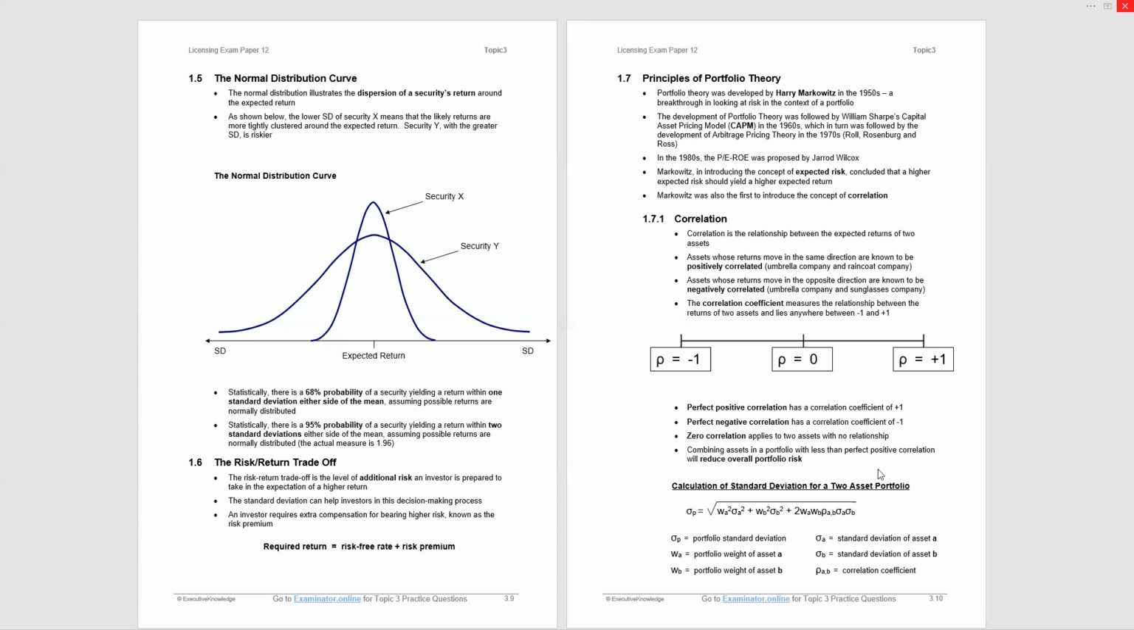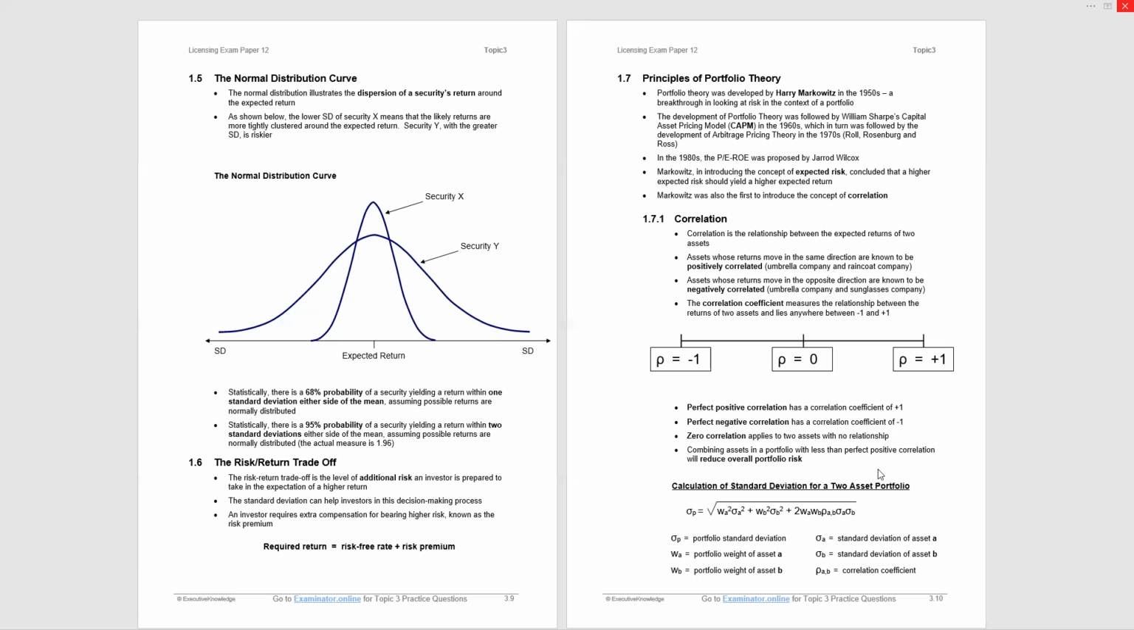Now, if we combine assets in a portfolio with less than perfect positive correlation, you will reduce overall portfolio risk. That's almost what Markowitz got his Nobel Prize for in economics. I'm simplifying it slightly, but that's the core issue: if you bring two assets together that have less than perfect positive correlation, you'll reduce overall portfolio risk.